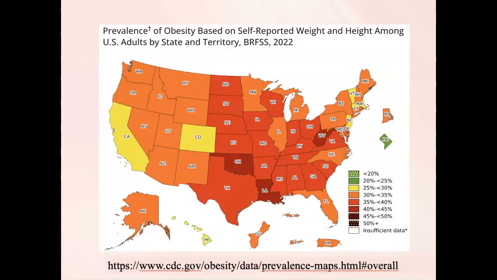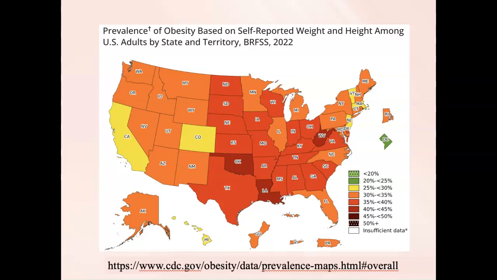An example of a regional difference would be something like our obesity rates for adults in the United States. This is a map of the current adult obesity rates from the Centers for Disease Control and Prevention, and we definitely see some regional variation. The green and yellow areas are those areas with the lowest prevalence of obesity, and these darker red areas are areas with higher prevalence of obesity.